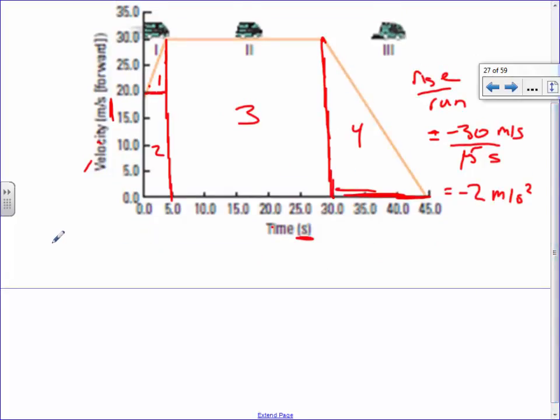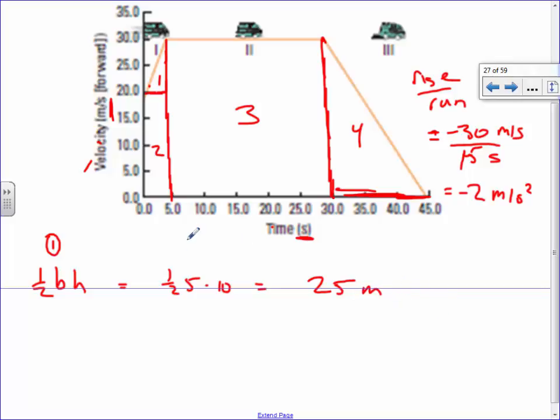Triangle 1. The formula for a triangle is 1/2 base times height. Let's see, the base of this little bitty triangle looks like it's 5. And the height is 10. Makes sense? 5 by 10 is 50. Half of that should give you 25. And the unit, by the way, then would be meters.